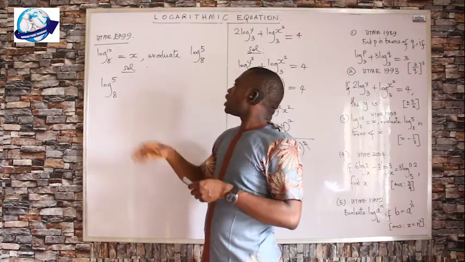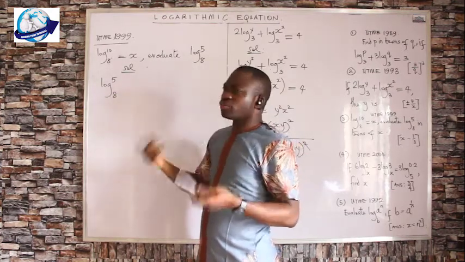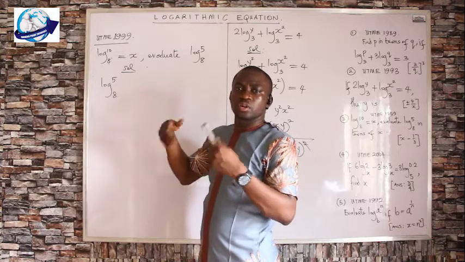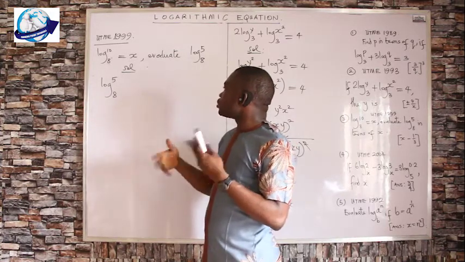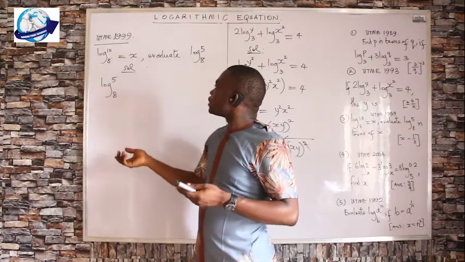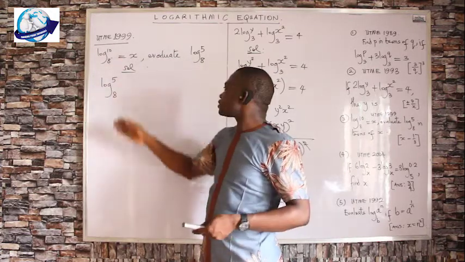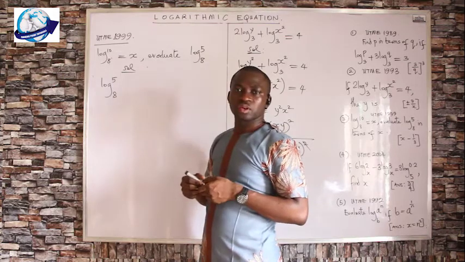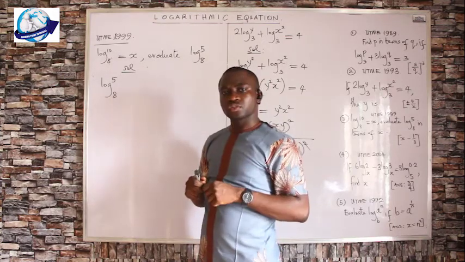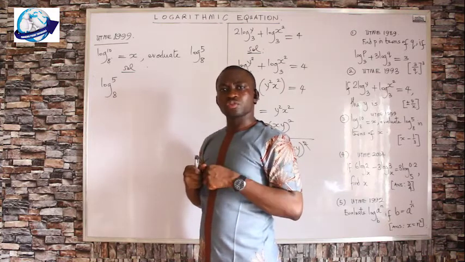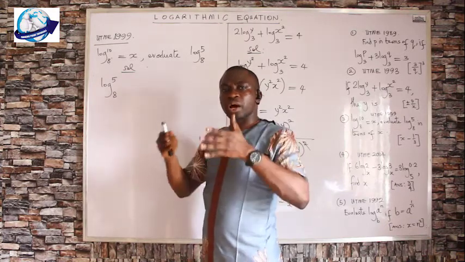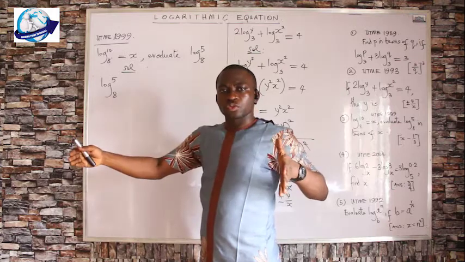Now, somebody might ask, how can I place 5? I can't put 5 in index. There's nothing I can raise to any power to give me 5. Then you're wondering, but what they give to me is log 10 base 8 is equal to x. How can I manipulate this? Now, there are two ways you can manipulate it: by division, or by factors.